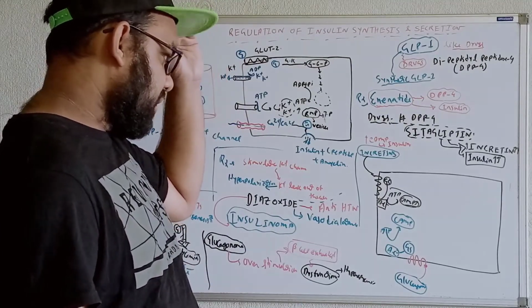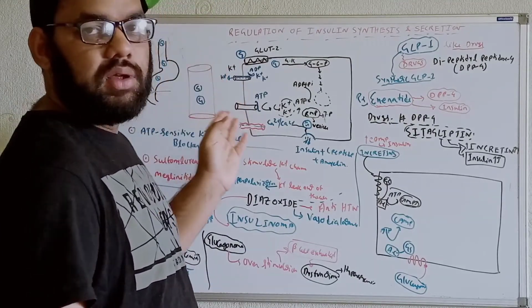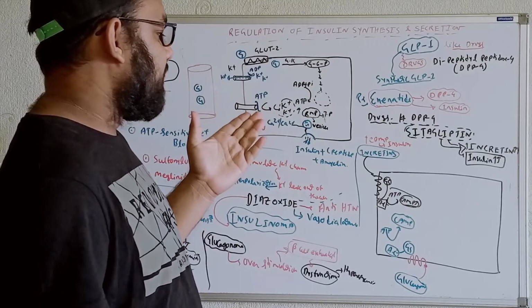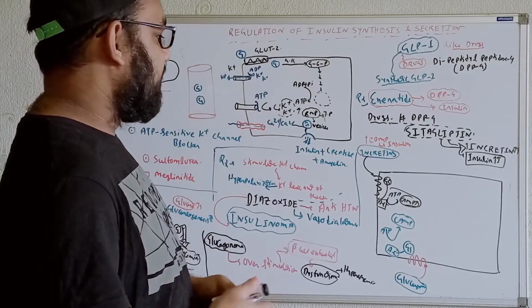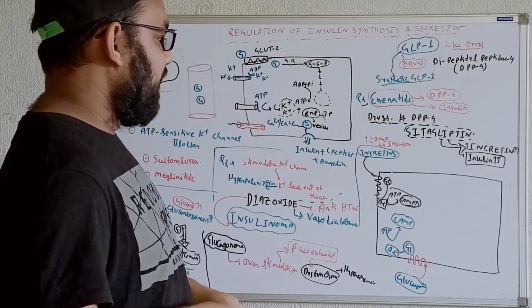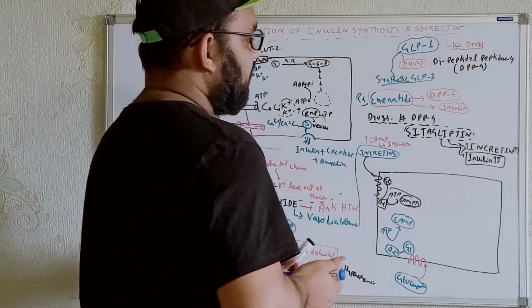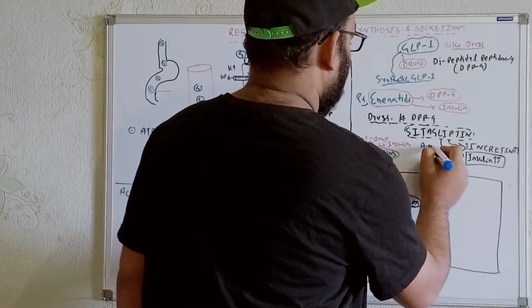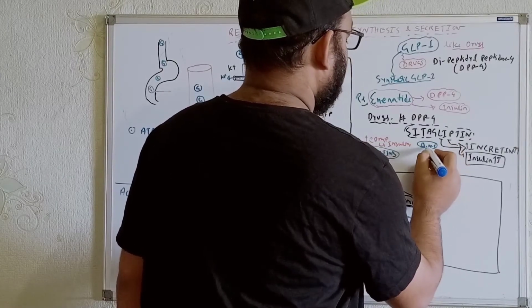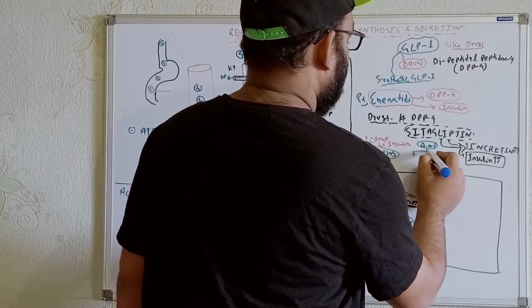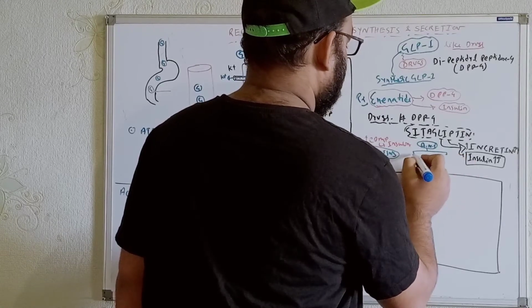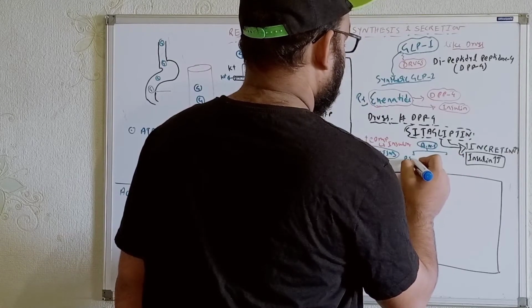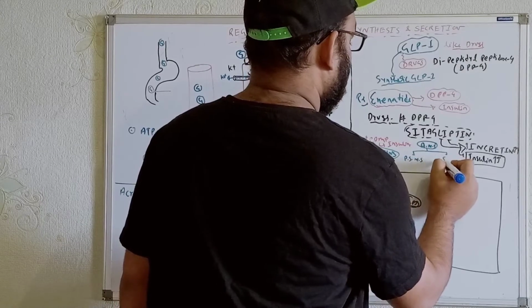Now we'll talk about the central nervous system regulations, the autonomic nervous system regulation. How will the autonomic nervous system regulate these things? If we write it over here, the autonomic nervous system we can divide into two parts: the parasympathetic nervous system and the sympathetic nervous system.